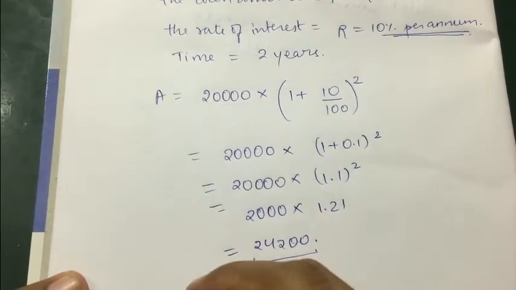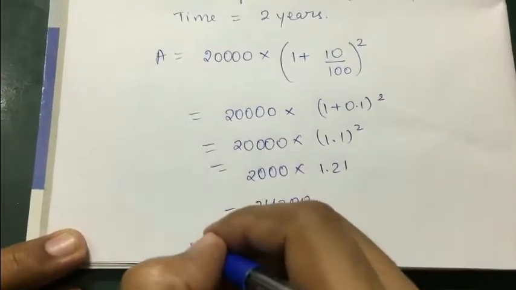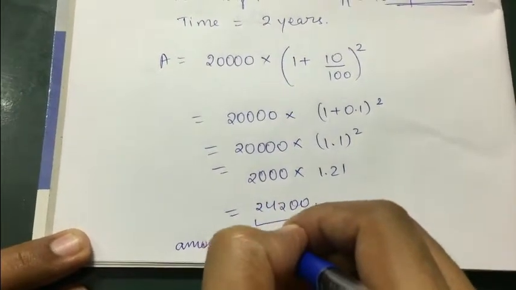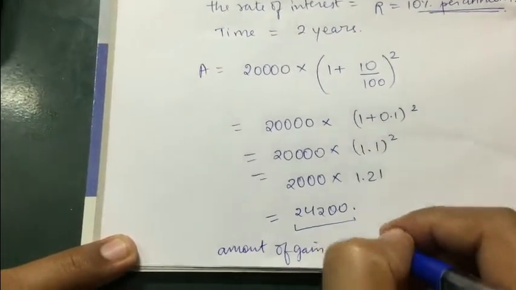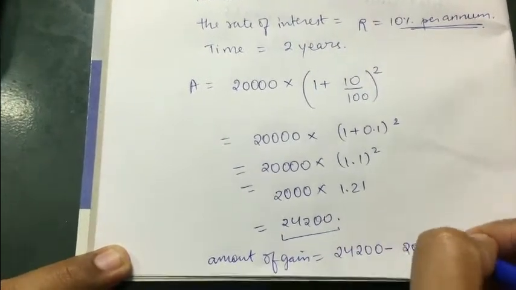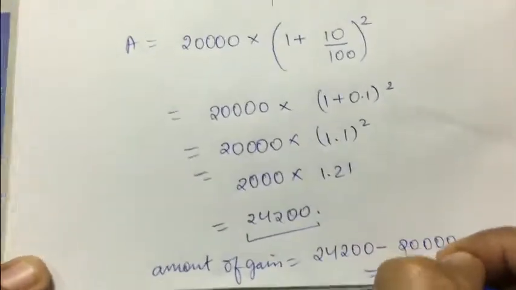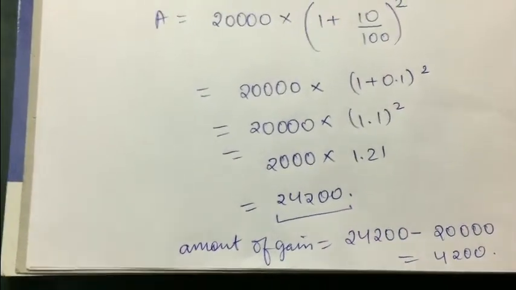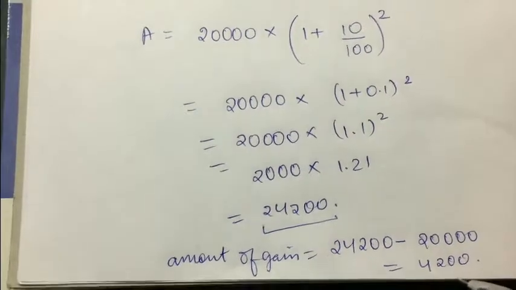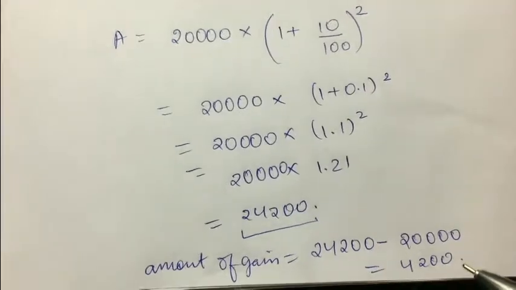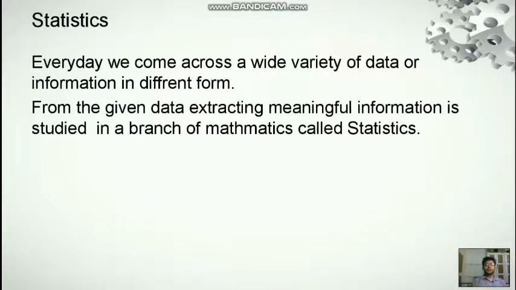So the total amount the bank is gaining from you, the amount of gain, is given as the total amount, that is 24,200, minus the principal amount 20,000. So the bank will be earning 4,200 after 2 years. Okay, thank you. As we have finished simple interest and compound interest, now it's time for statistics.